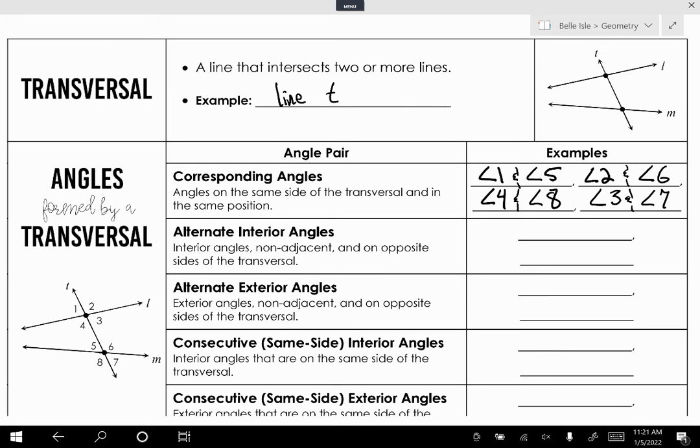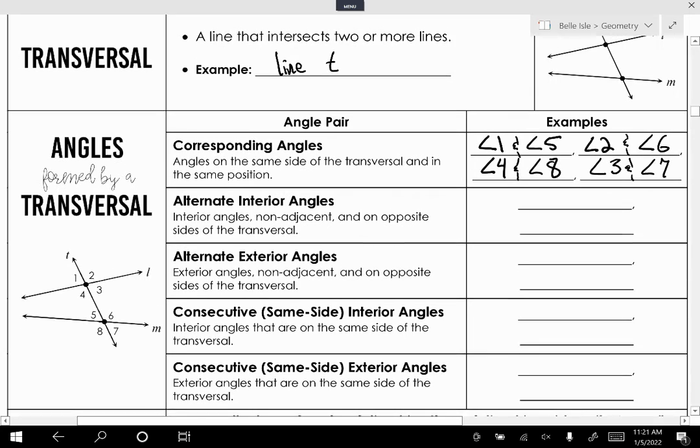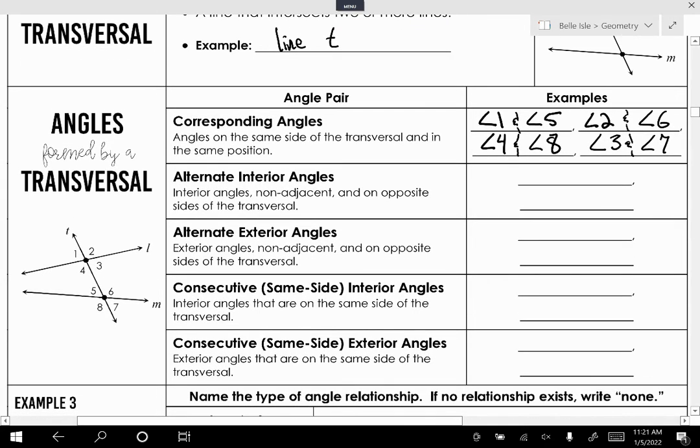Okay. Alternate interior angles. These are interior angles, non-adjacent and on opposite sides of the transversal. So if we look at angle 4, the alternate interior angle is angle 6.